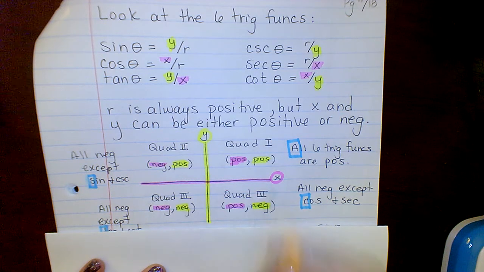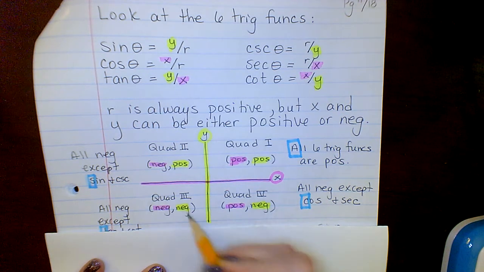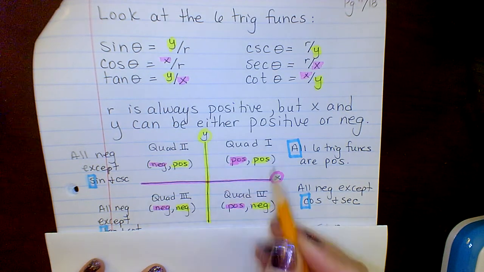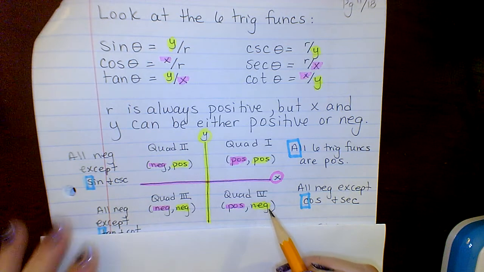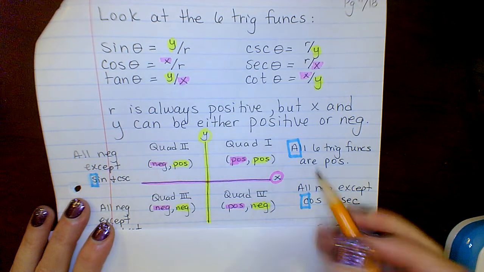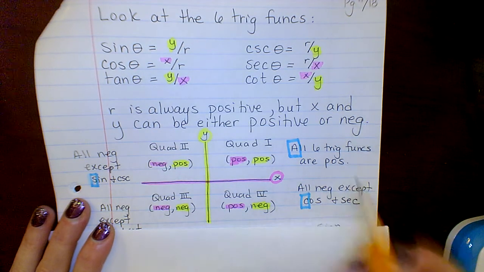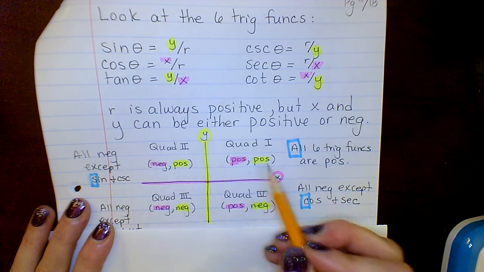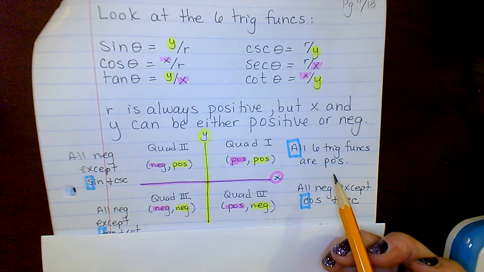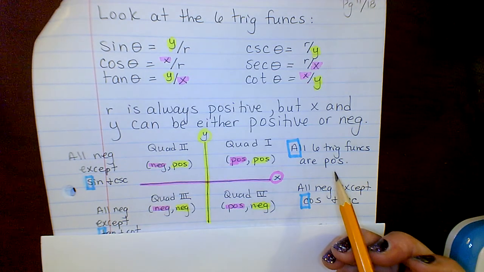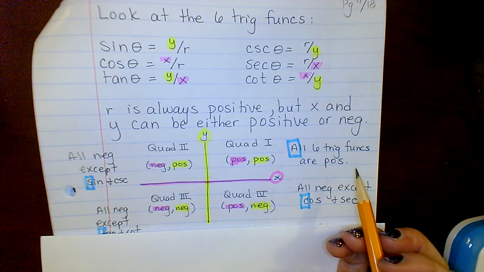Now, by looking at these positive and negative x and y values in each quadrant, we can determine that in quadrant 1, all 6 trig functions are positive. Okay. R is always positive, x and y are positive, so all 6 trig functions are going to be positive for any angle that falls into quadrant 1.